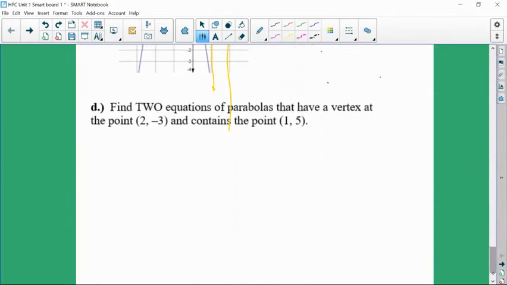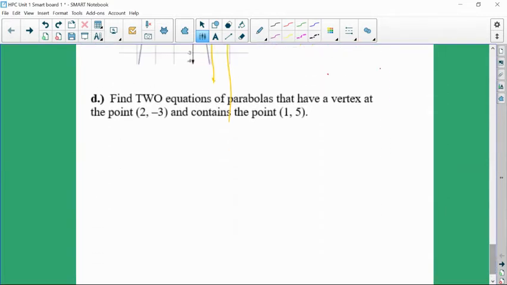Okay, so then our last example is kind of like a bonus example, because there are 2 problems here. It says, find 2 equations. And I know I asked this so many times on quizzes. So you don't have a picture. All you know is a vertex and a point.